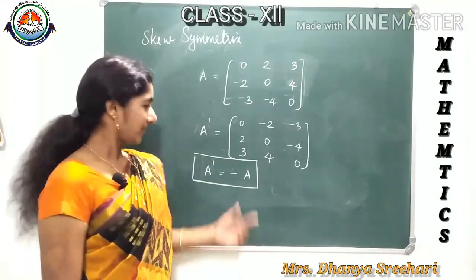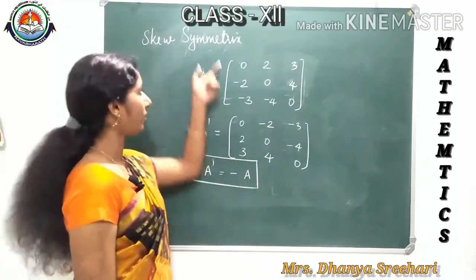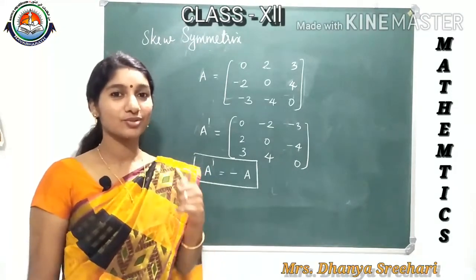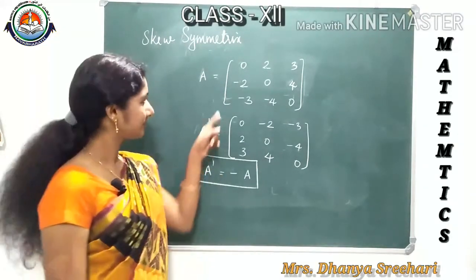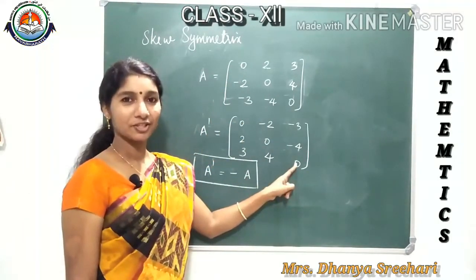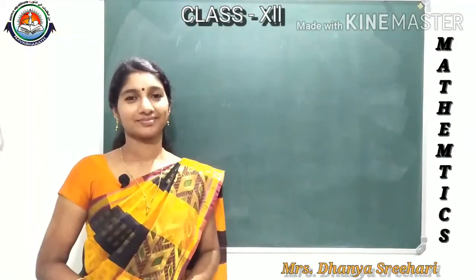If we are getting a matrix whose transpose is minus A, we will call that matrix a skew symmetric matrix. And see the skew symmetric matrix, its main diagonal, see main diagonal, all its entries are 0, isn't it?